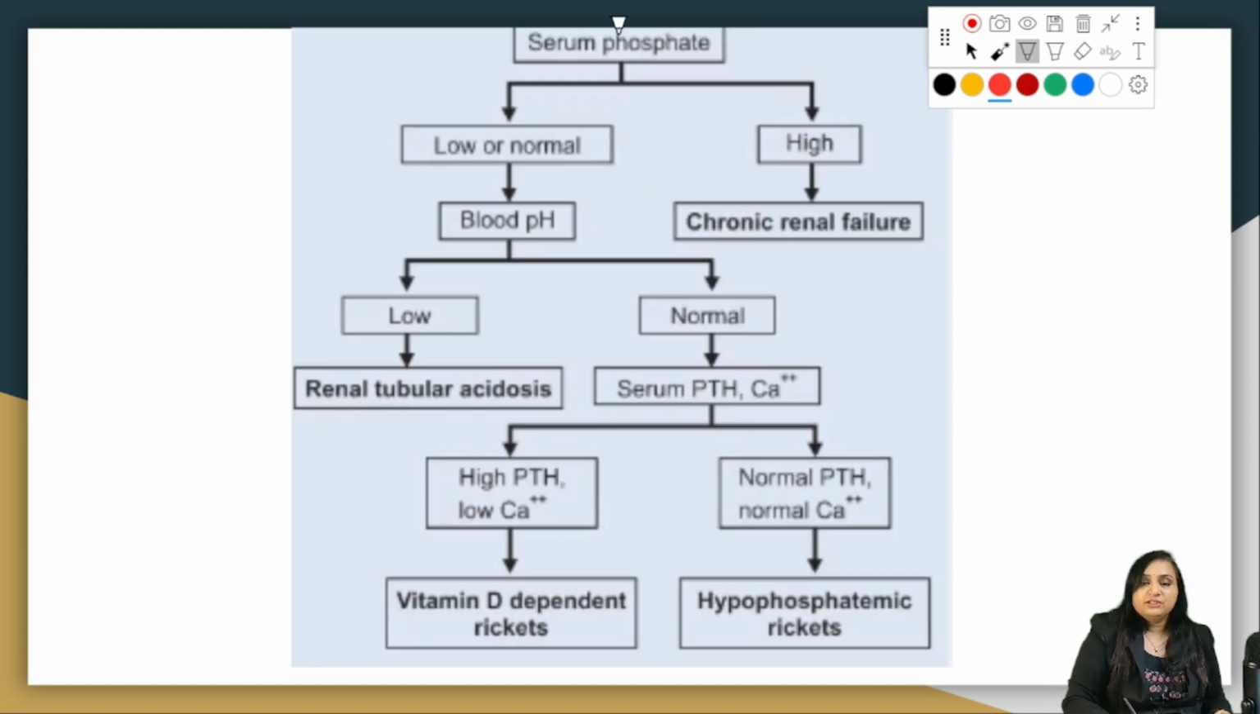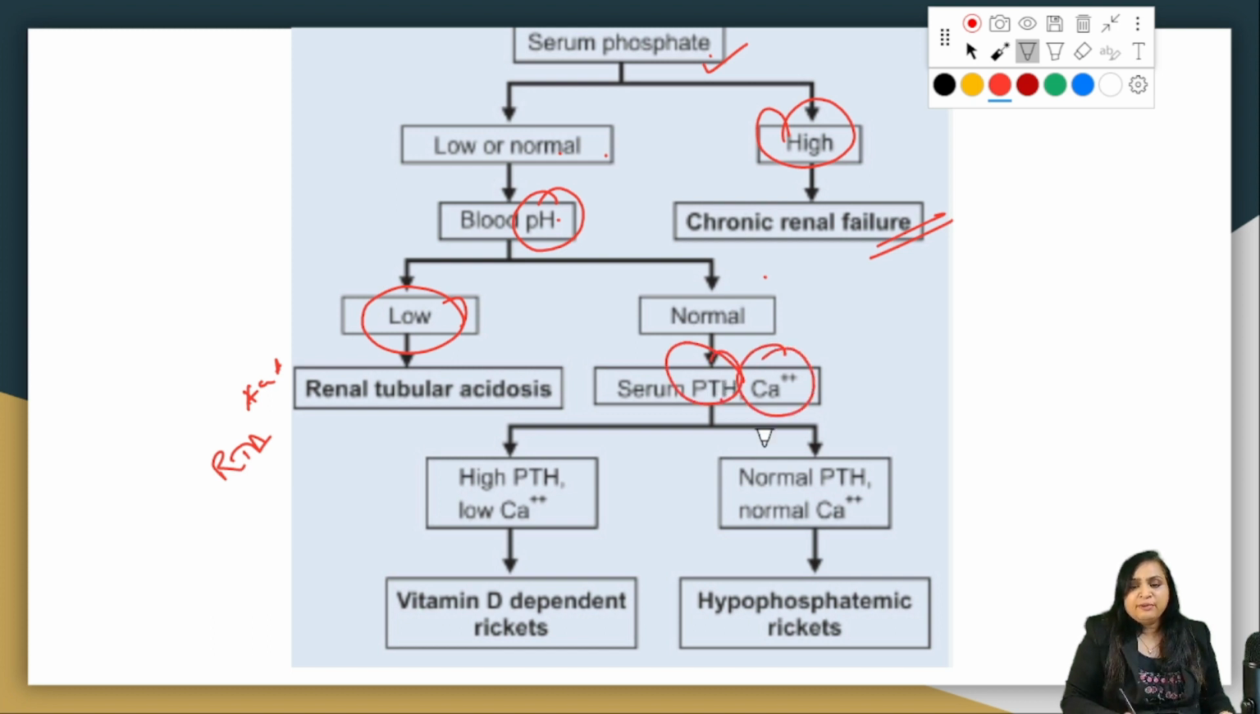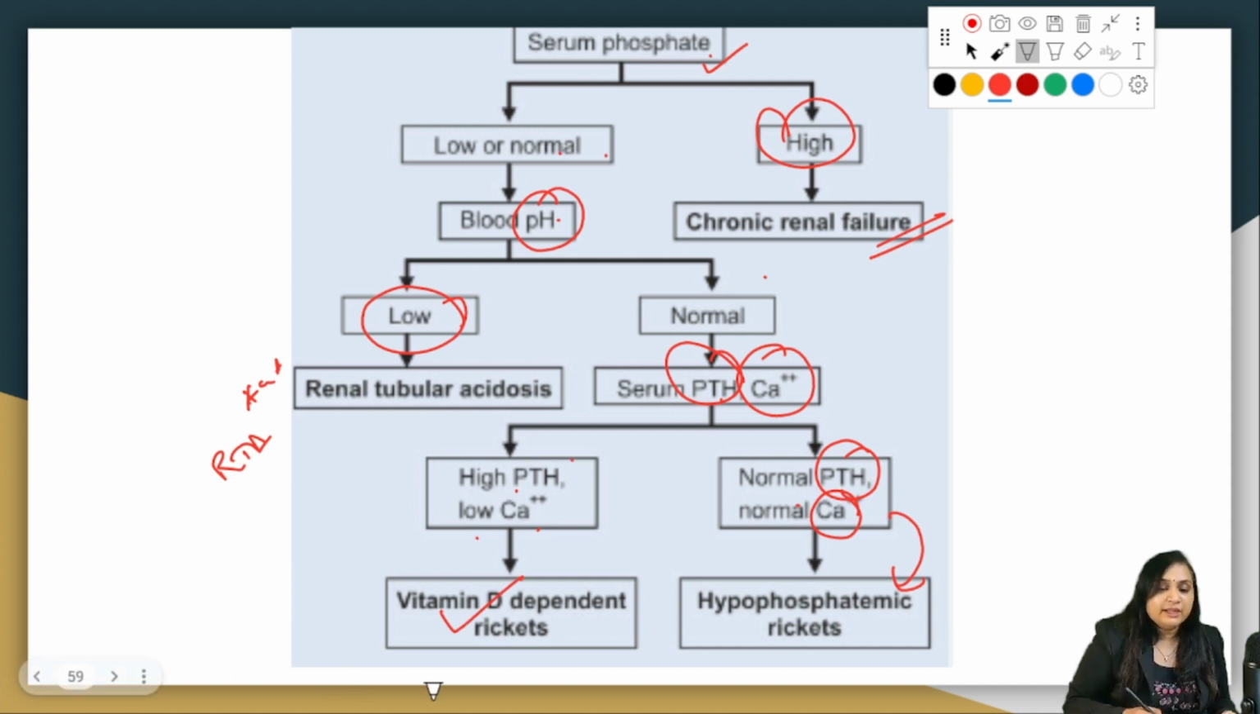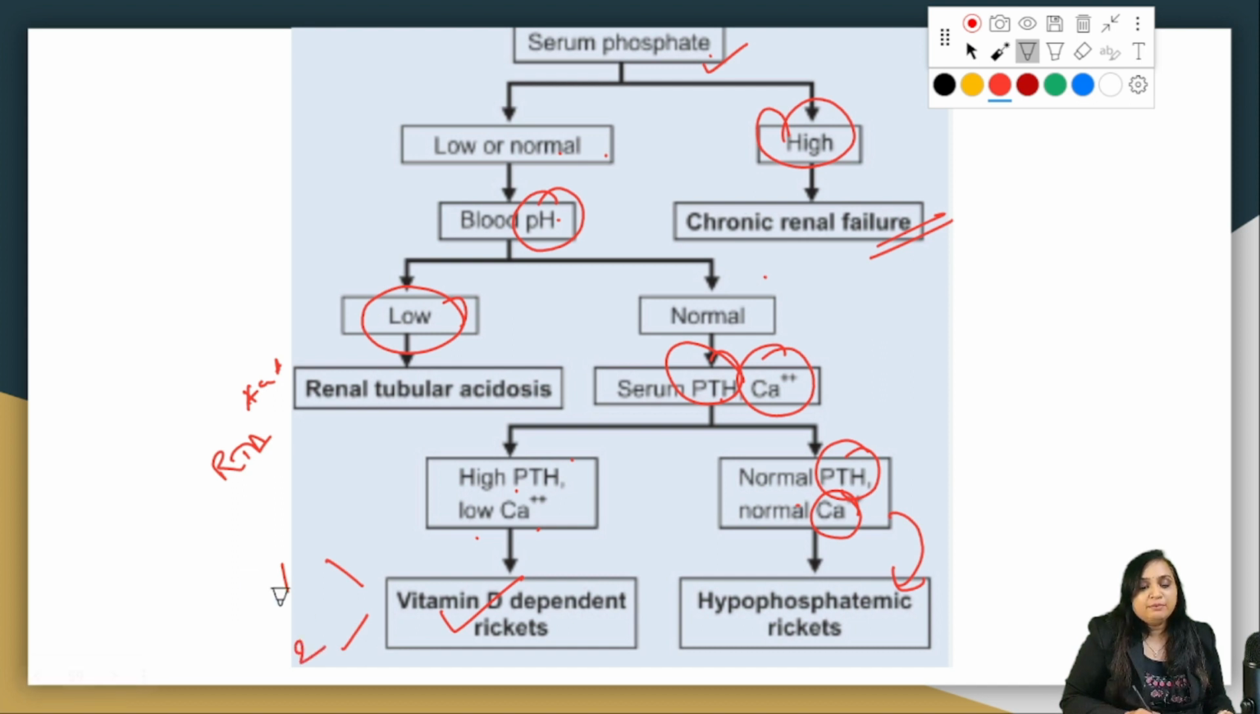This is the way we can differentiate. We have to see the level of serum phosphate. If the serum phosphate is on the higher side, we all know it is because of CRF. If it is normal or low, we need to see the blood pH. If the blood pH is low and there is a presence of acidosis, this is RTA. If there is normal blood pH, we have to see PTH and calcium. If PTH is normal and calcium is also normal, then it is hypophosphatemic rickets. If we see a high PTH and low calcium, it is vitamin D dependent type 1 or type 2 rickets. And for further differentiation between type 1 and type 2, in type 1 diol will increase, in type 2 both diol and triol will increase.